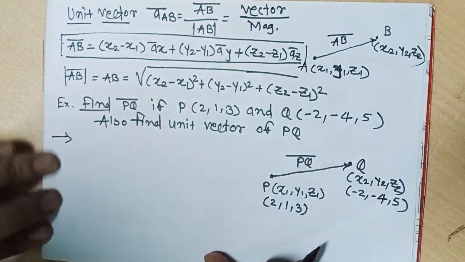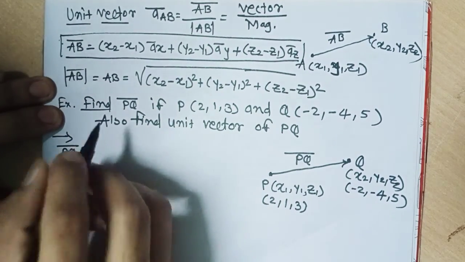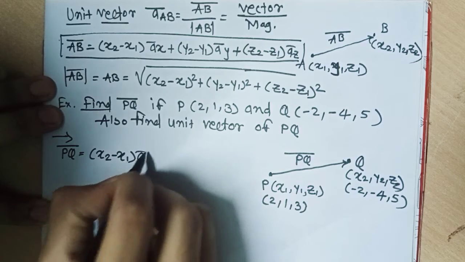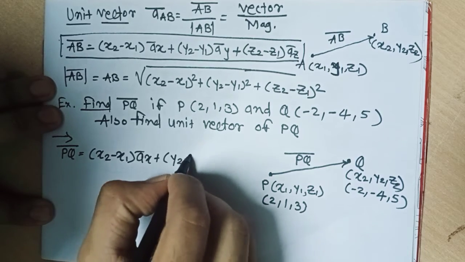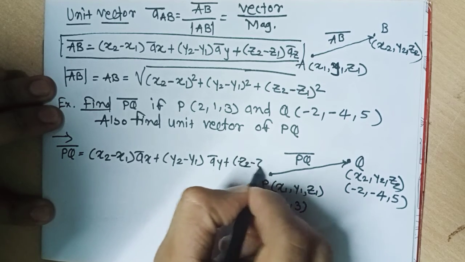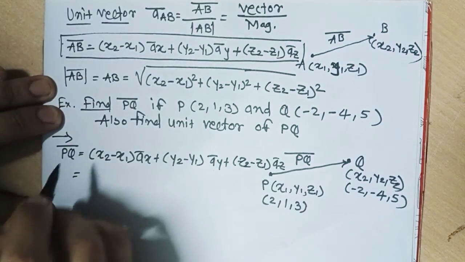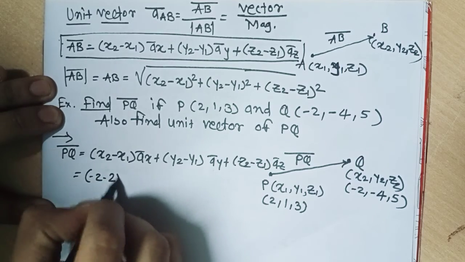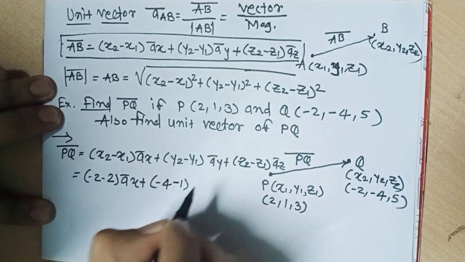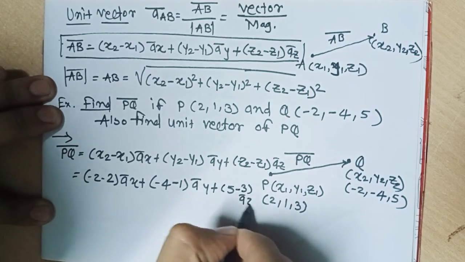So we simply use the formula. What is that? PQ bar is equal to x2 minus x1 a bar x plus y2 minus y1 a bar y plus z2 minus z1 a bar z. So this is the formula. Just by putting the values into this formula, what we get is -2 a bar x plus into bracket minus 4 minus 1 a bar y plus 5 minus 3 a bar z.